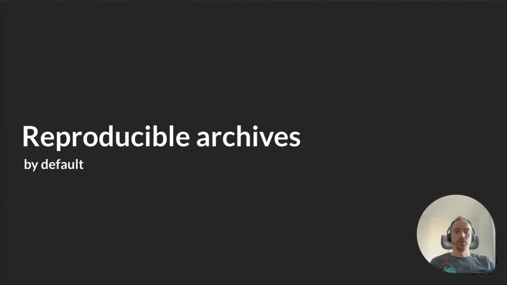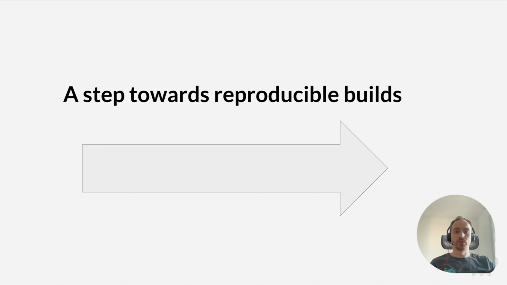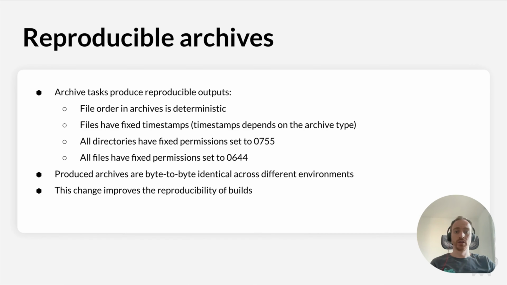With Gradle 9, we enabled reproducible archives by default. This is a big step towards reproducible builds, but it's only a part of the reproducible builds effort. What has changed? We changed the default Gradle core archive task configuration. Archive tasks now produce reproducible outputs.